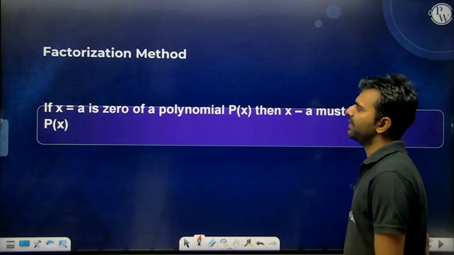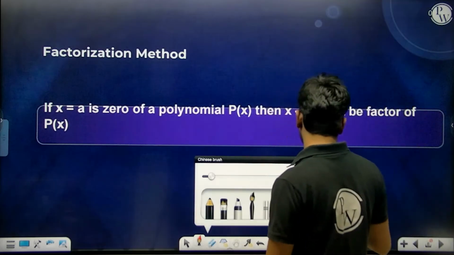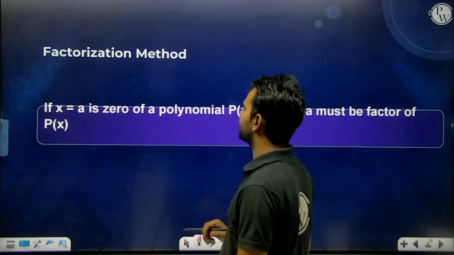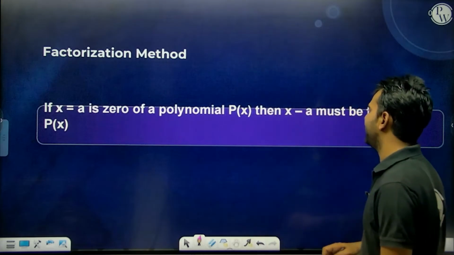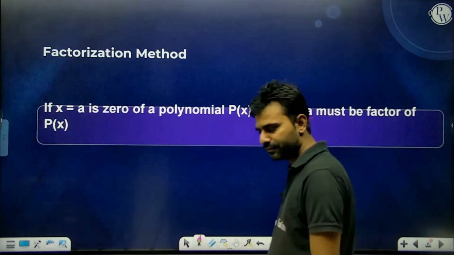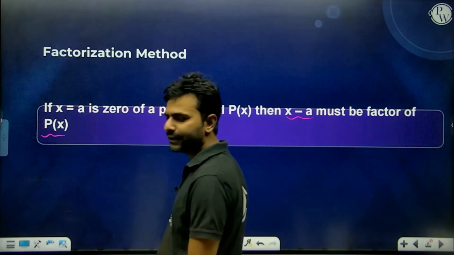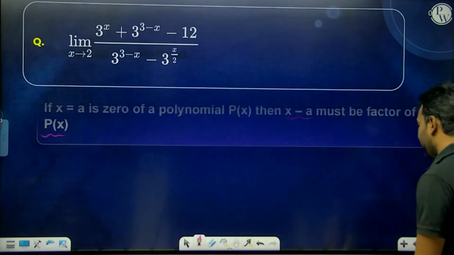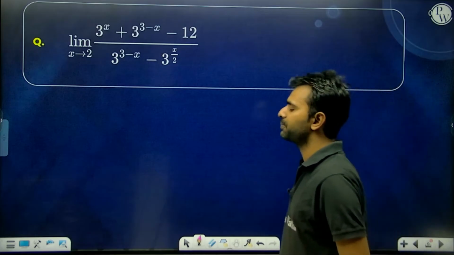Number 2 method is the factorization method. You might have learned this in class 10th: if a is a zero of the polynomial p(x), then x minus a is going to be a factor of p(x), yes or no? Yes, you might have learned this in the quadratic equations chapter as well. So here we go, let's solve this particular question.